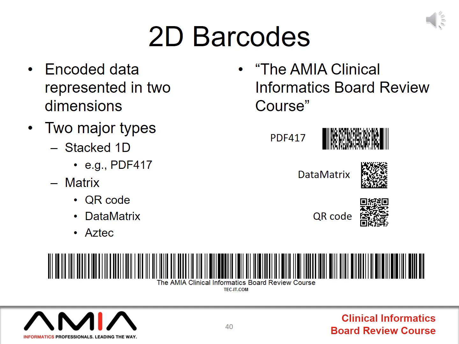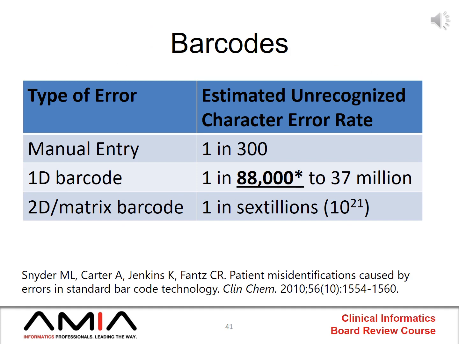If we represent the AMIA Clinical Informatics Board Review course in a linear barcode, specifically code 128, you'll see that that barcode takes up much more space and certainly would not be usable on most of the formats that we use in healthcare. While linear barcodes are certainly far less error-prone than manual data entry, as you can see from the error rate statistics in this slide, linear barcodes still have several orders of magnitude more errors than you would see in a two-dimensional or matrix barcode.